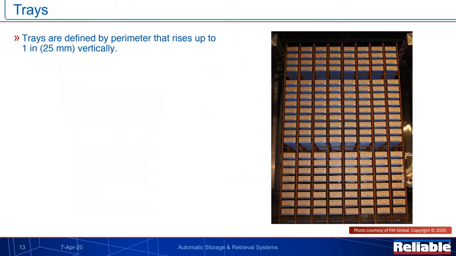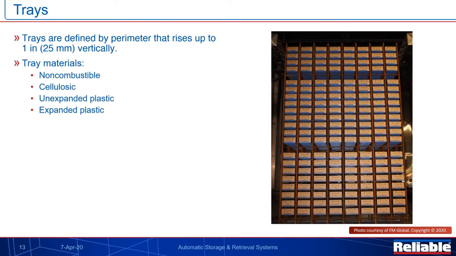Trays are basically flat tray elements, and what really defines it as a tray is that it can't have a perimeter that goes up vertically more than 1 inch. If we go over 1 inch, we're in container world now. So that's what we're looking at. These trays are actually able to be made out of four different material compositions according to FM: non-combustible, cellulosic, unexpanded plastic, and expanded plastic. Now, what we're looking at in this photo here is just an example of a mini load system that has a storage arrangement with carton commodity. So it's a cardboard box that's sitting on top of an unexpanded plastic tray.